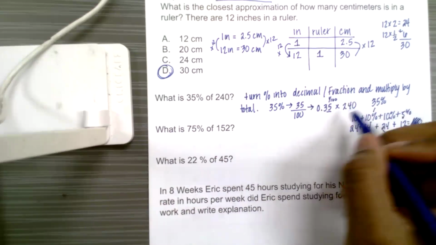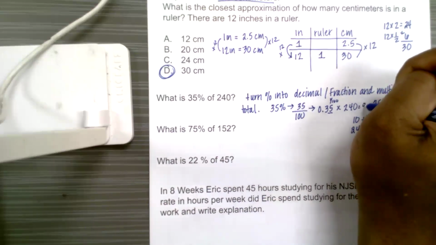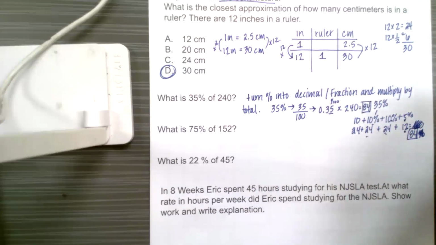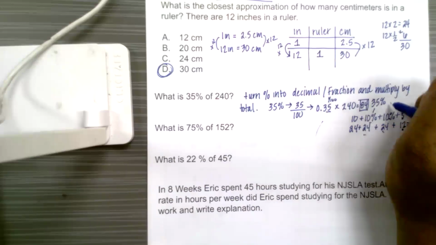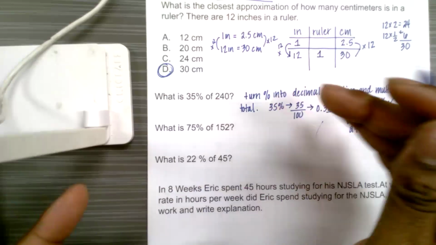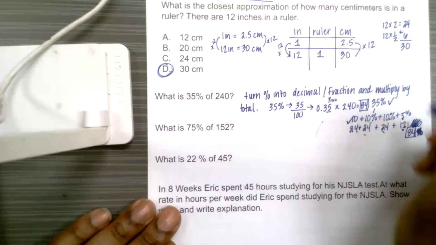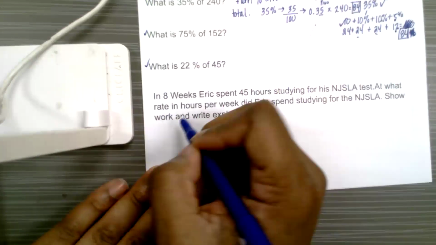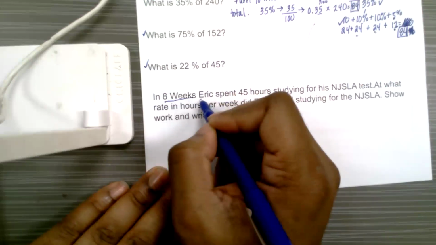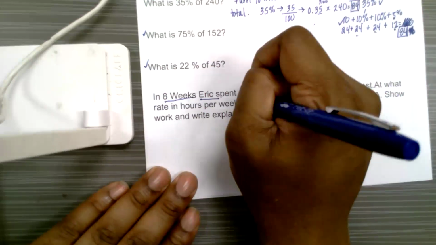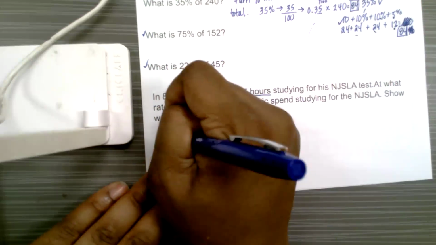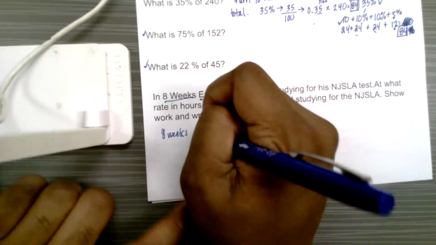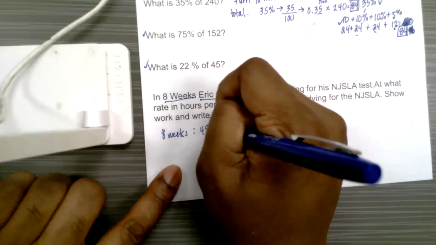So we looked at it two ways. And this is exactly why you show your work multiple ways to double check your work. I want you to use one of these for this one and this one. Okay, so in 8 weeks, Eric spent 45 hours. So 8 weeks. Do you see how I'm writing as I'm reading? 45 hours.